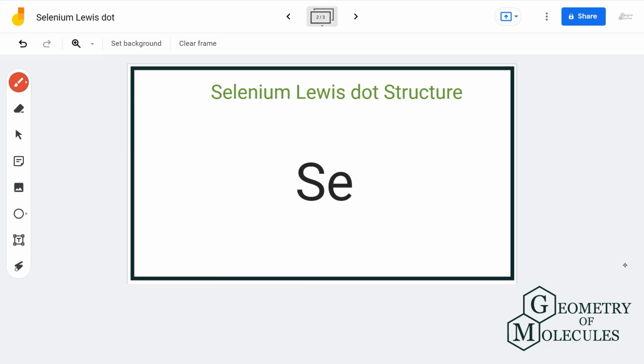Let us draw the Lewis structure of selenium by putting 6 electrons around it. So this is the Lewis dot structure of selenium.